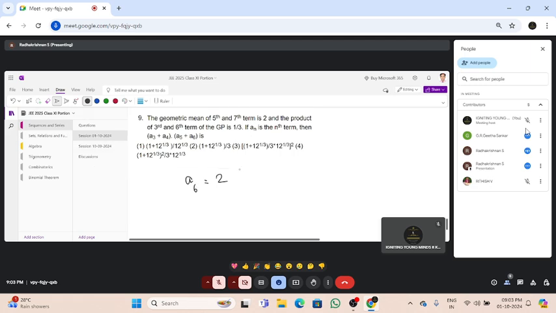Okay. அடுத்தது என்ன? a3 into a6 equal to 1 by 3 ன்னு கொடுத்திருக்காங்க. So from that, we know that a6 is 2. So a3 into 2 equal to 1 by 3. That means a3 equal to 1 by 6. a3 into 2 is 1 by 3, so a3 will be 1 by 6. So now we have a6 and a3. Then find out a3, a4, a5 and all that.